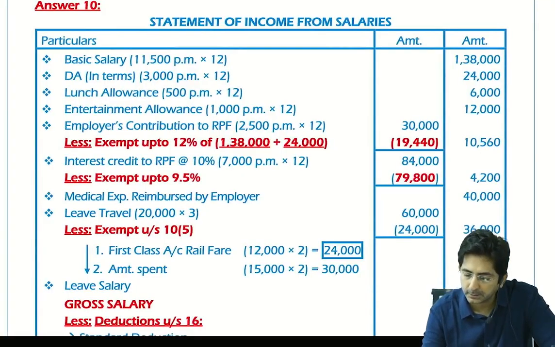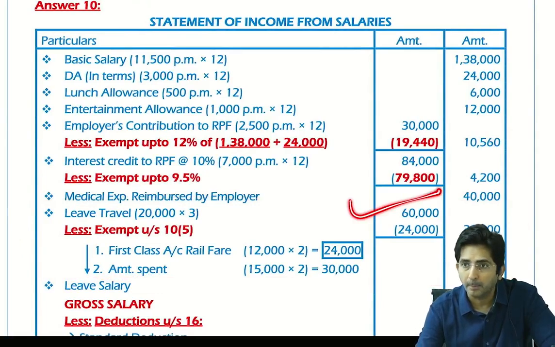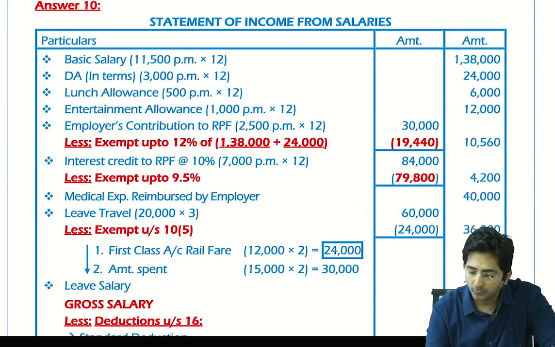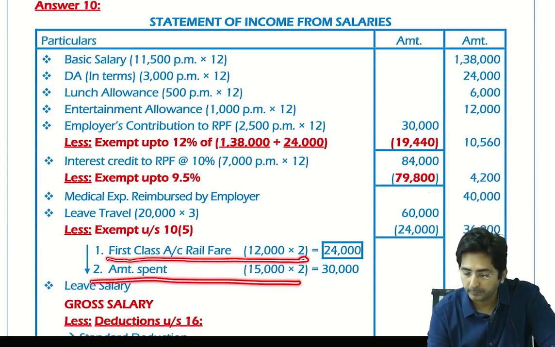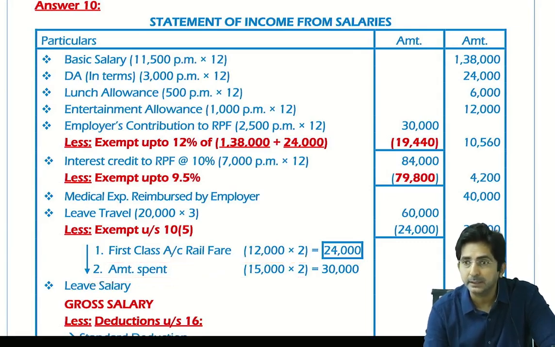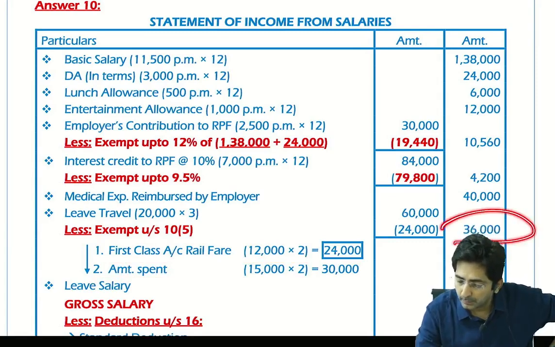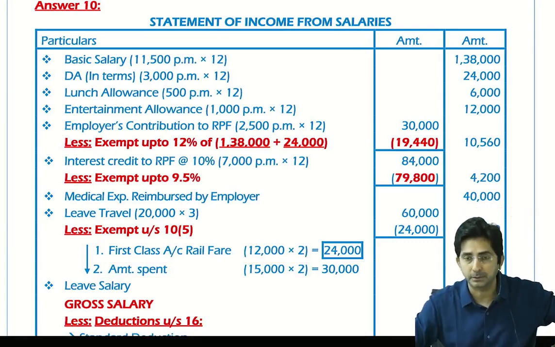See the presentation. Look at this. First 60,000 I have written, amount received. That I have written for all 3 people. And then exemption, first class AC rail fare, what was given? 12,000 per head into 2. Amount spent, 15,000 per head into 2. Whichever is less, 24,000. So minus it. So in the outer column, 36,000 will become taxable.